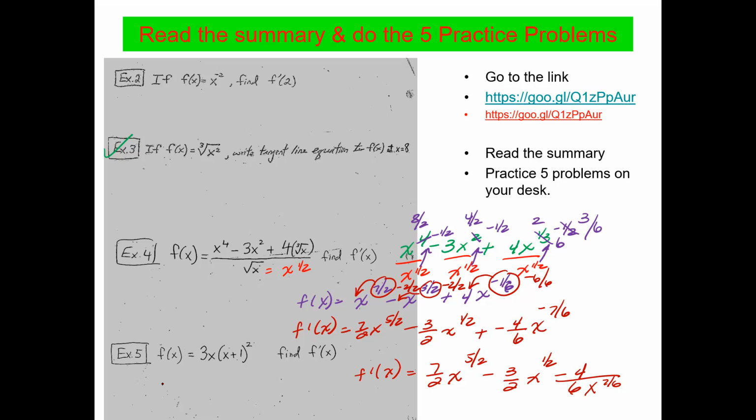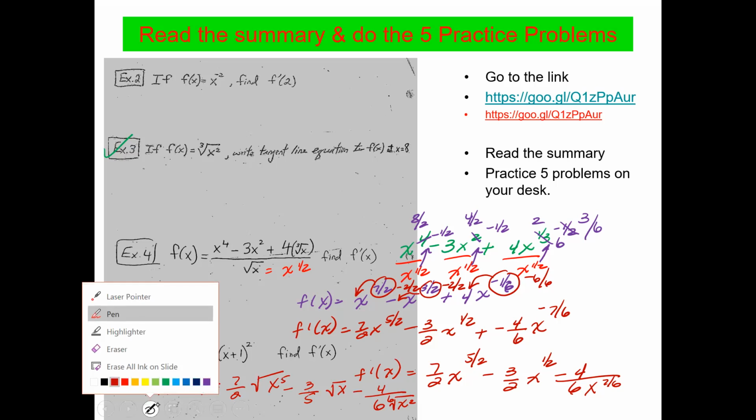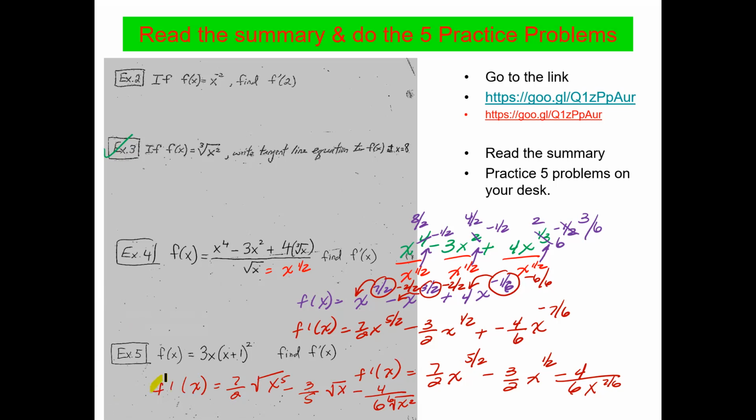Now, if you decide to be a little bit fancy, because I'm not quite sure what the multiple choice question will actually give you, because it might be in radical form. If it's going to be in radical form, just make sure you put 7/2 times the square root of x to the 5th power, minus 3/2 square root of x, and then minus 4/6 times the 6th root of x squared, with a 6 on the outside. So that is going to be your answer right here.